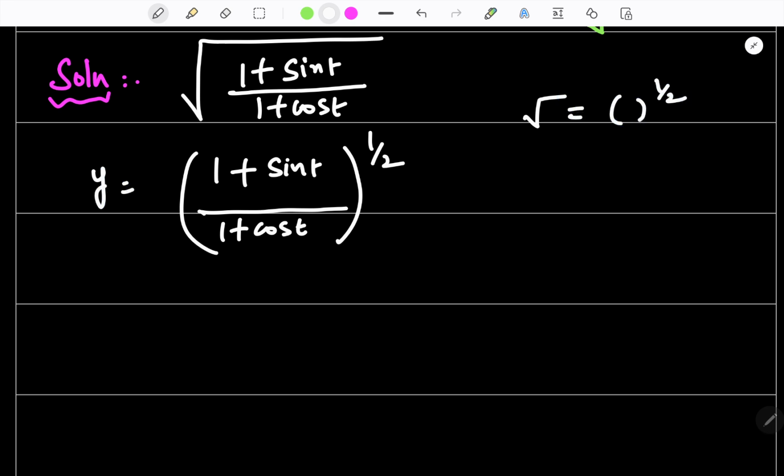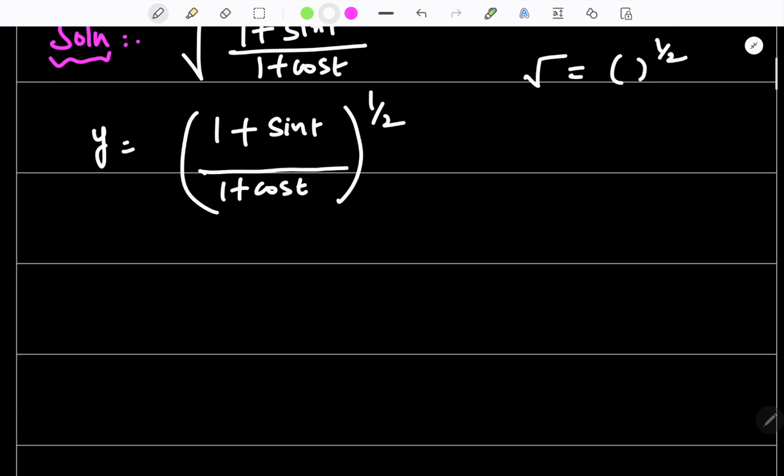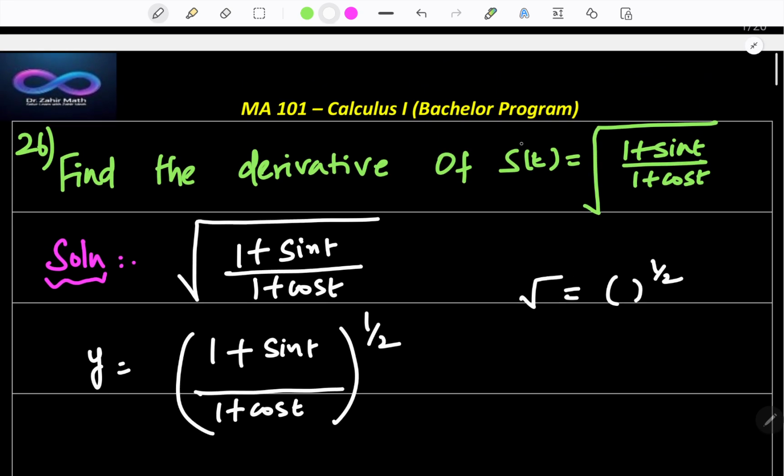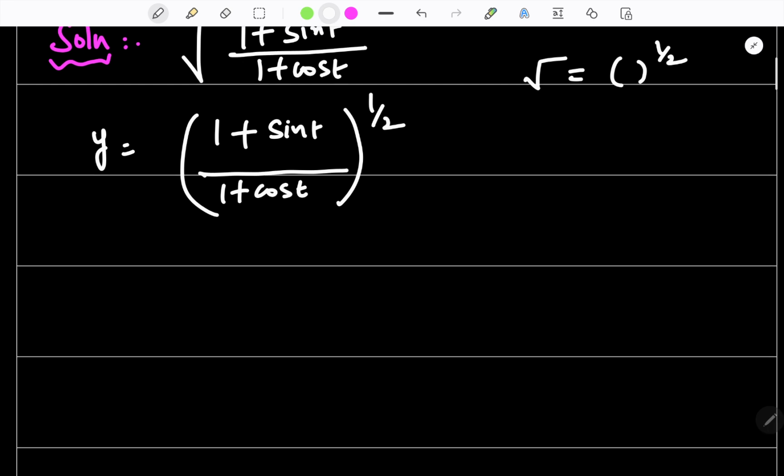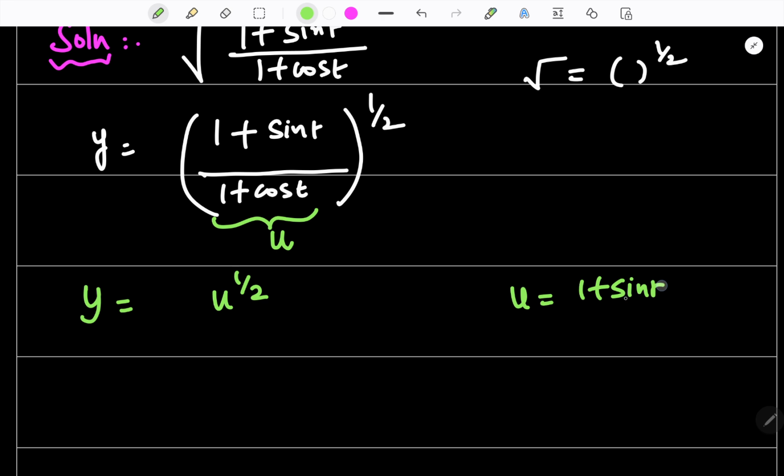Let me call this your y. You can also take it as y of t, no problem. Nothing wrong in that. s of t is confusing for you, so we are going to do the derivative. What I'm going to do, I'm going to call this u. So y is equal to u power half. So what is your u? u is 1 plus sin t over 1 plus cosine t.